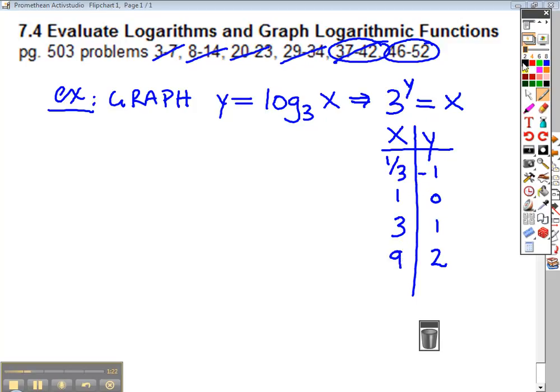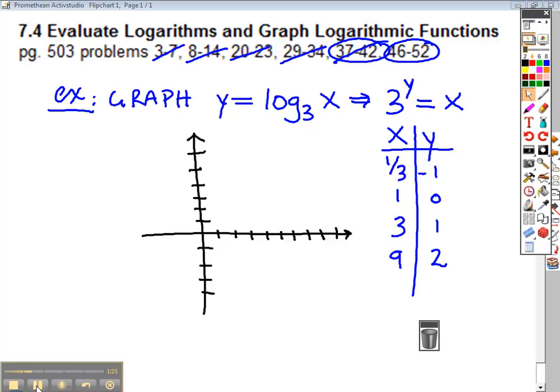I'm going to pause it and make an XY graph. Okay, here's the XY graph. So let's just plot the points. I'm going to go ahead and plot 1/3, -1, which is about there. Let me change the color. 1/3, -1 is about there. I got 1, 0, which is going to be an important point, which is right there. 3, 1. And then finally 9, 2.